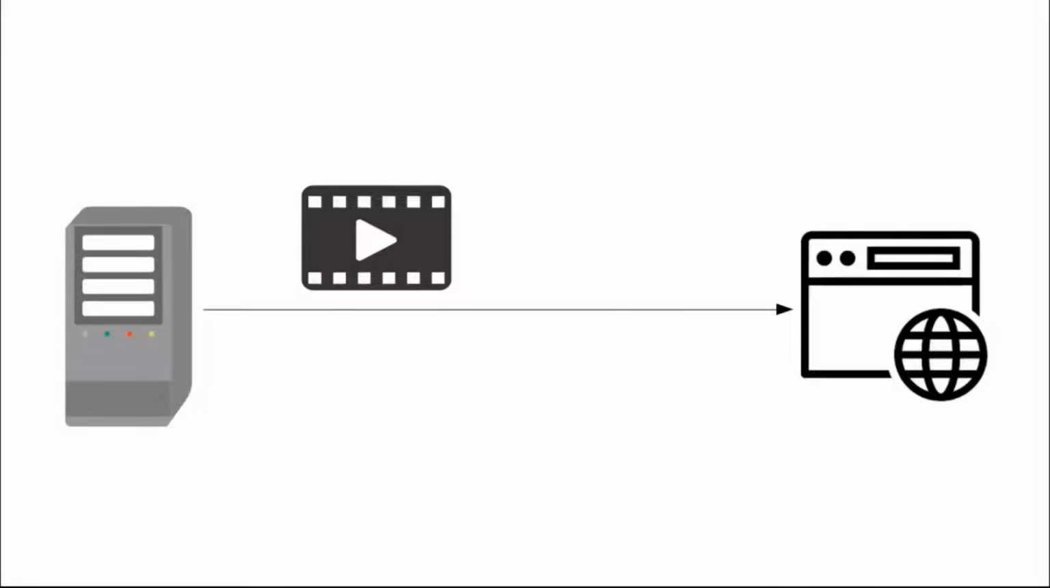Okay, so let me start with a very simple scenario. Let's say you are the client and here is the server which contains a video file, and now you want to have that video file. So what you can do is simply ask for that video file. So you will simply download that video file and then you will simply run it. But there is a problem with this approach.